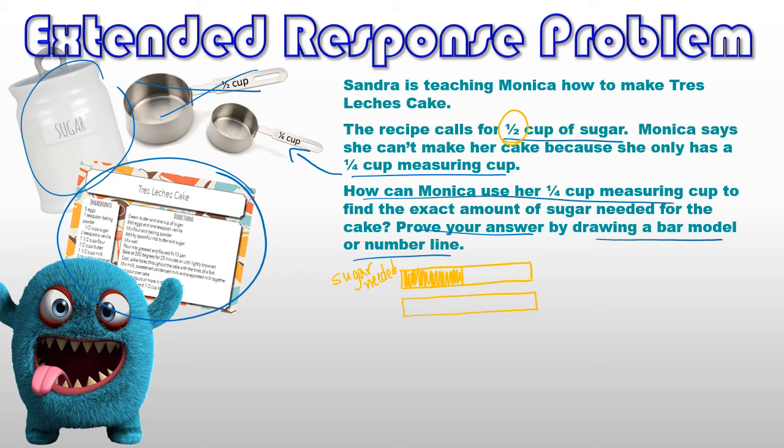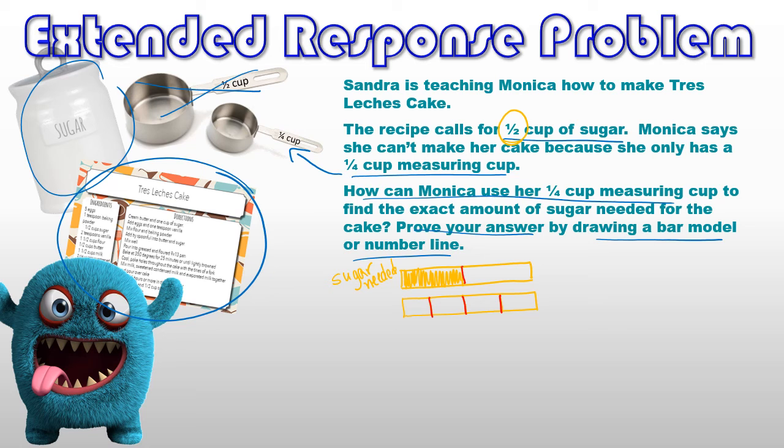But Monica does not have a measuring cup that measures that. Her measuring cup is 1/4. That means it would take 4 equal parts to make 1 whole cup. So I'm going to go ahead and break this one into 4 equal parts. Let me make that another color. Okay. Now, how many of those parts would I have to shade in order to get the same amount of sugar?